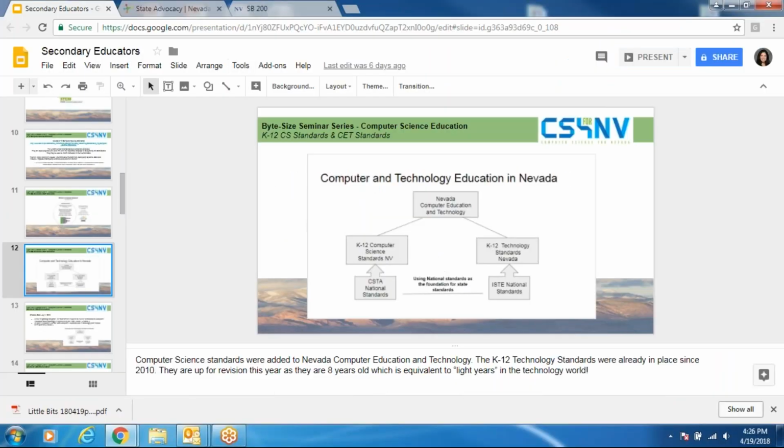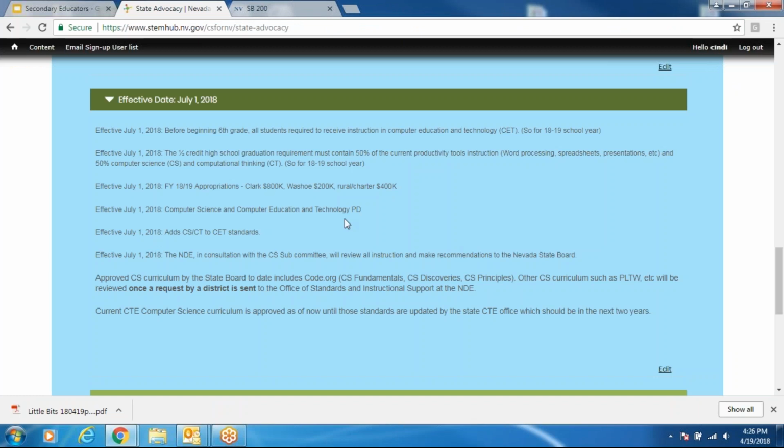Let me go back here. Okay, so the second one here, effective July 1st this summer, the half-credit high school graduation requirement must contain 50% of the current productivity tools instruction that it currently has. You've got your keyboarding, your word processing, spreadsheets, presentations, your Google Apps for Education and so forth. That's basically what I was saying, the use of the technology, the using of it. And it's introduced 50% of the computer science and the computational thinking. So the creating of the technology. You have the use and the creating together forming that computer education technology subject area. And so that becomes effective July 1st.